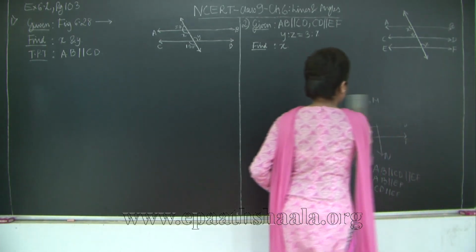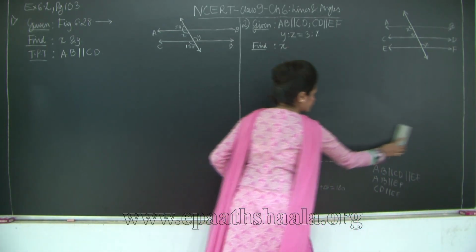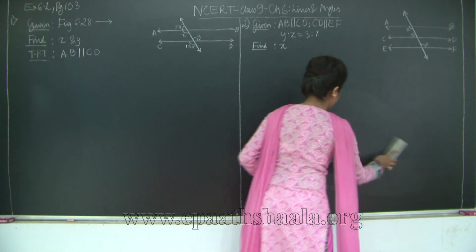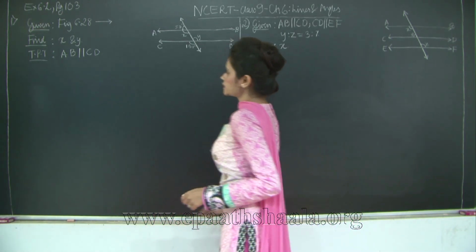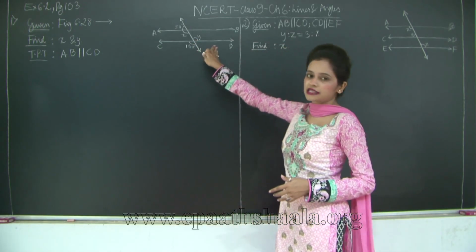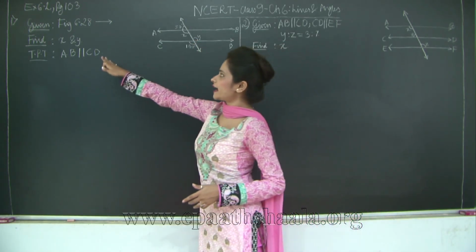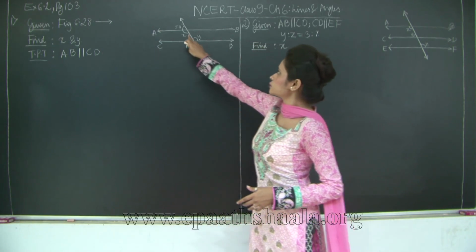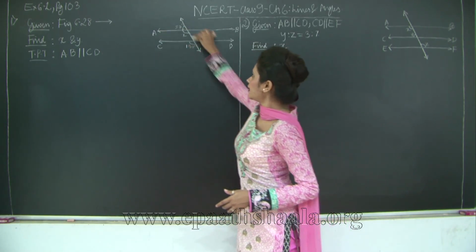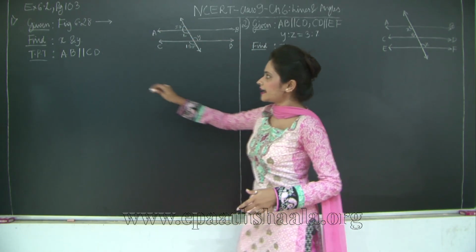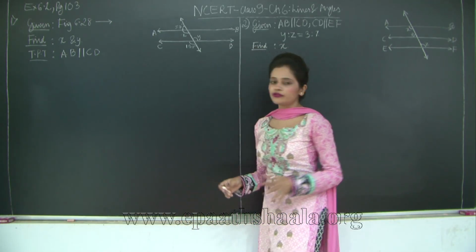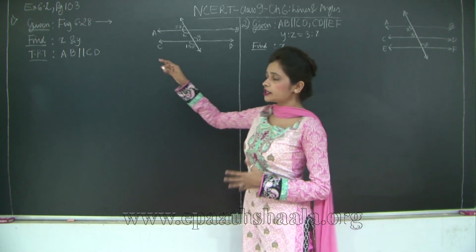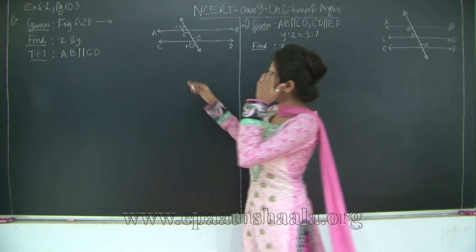I'll erase the board before we get started. So my first question, what is given? I've only been given figure 6.28. I need to find angles X and Y. So X is here, this is X and Y, and I need to prove that AB is parallel to CD. So we will first find X and Y. How are we going to do this?